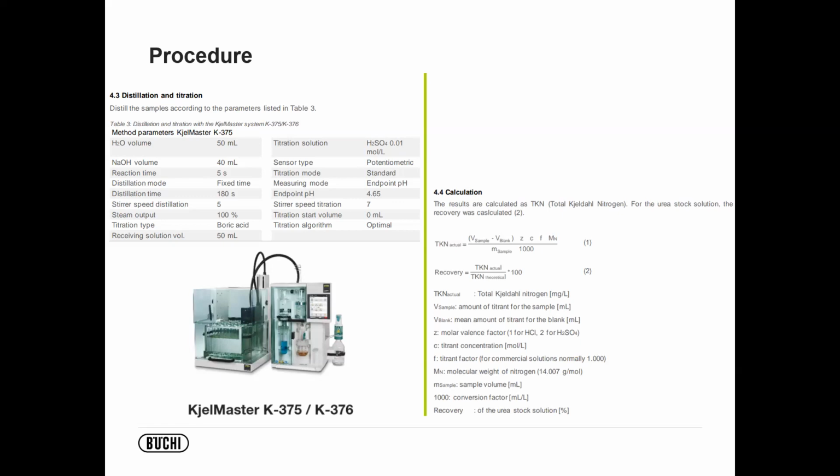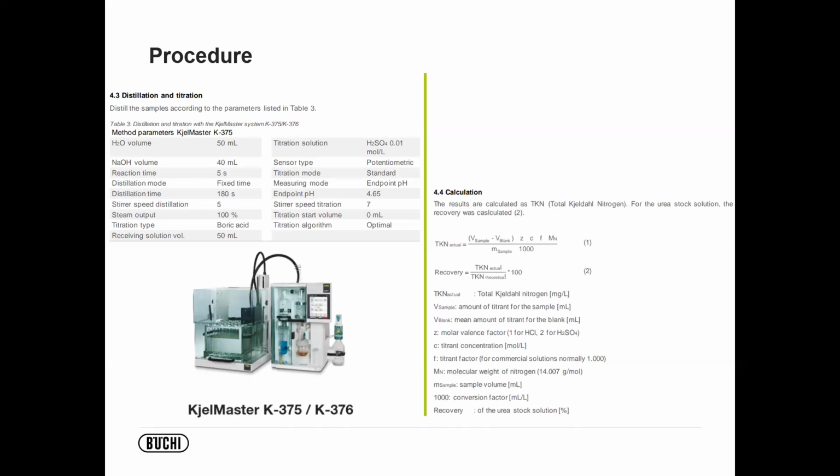This option is also available in colorimetric. So we do have both, and we also do have application notes that go step by step like this for colorimetric as well. We just found that potentiometric is very easy, and you don't have to use indicators or anything like that to run it. And so that's what this is running on.